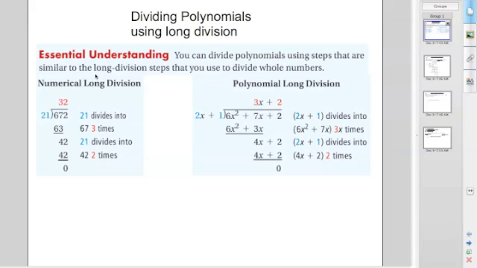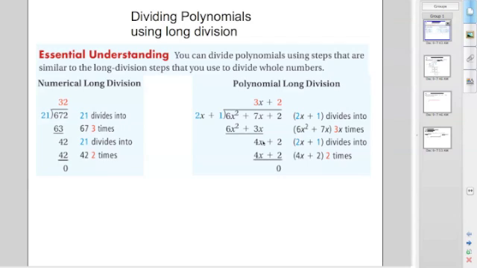With polynomials, you can obviously multiply, add, and subtract, and here we're going to divide using long division. On the left-hand side of the screen, you see the regular numerical long division that we did in second grade, third grade, fourth grade, and so on, where we're dividing, seeing how many times a number goes into another, multiplying, then subtracting. Same concept with polynomials. You're going to be multiplying and subtracting.